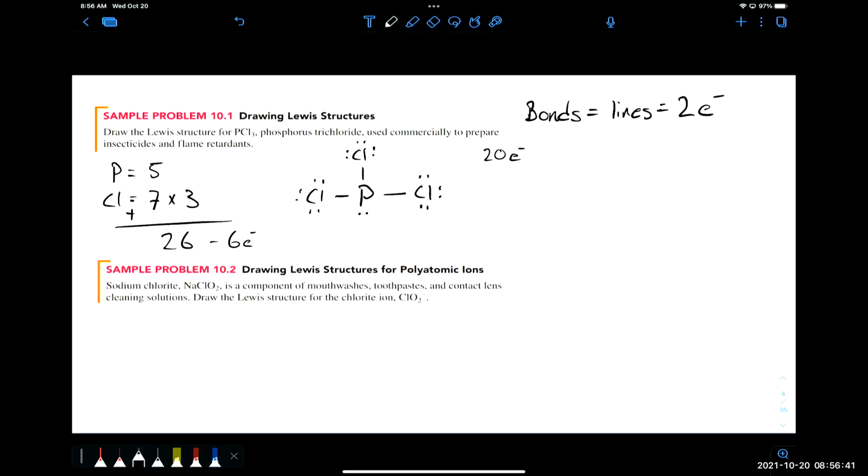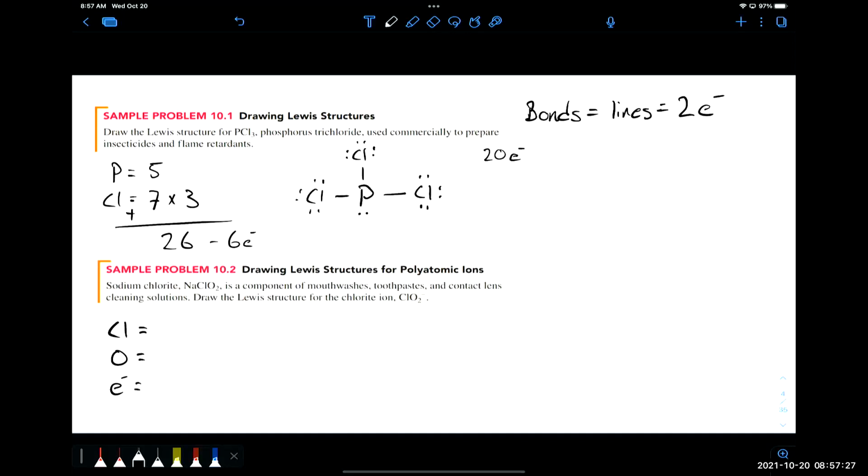Doesn't look like it. Okay, so our next one, sodium chlorite, a component of mouthwashes, toothpastes, and contact lens cleaning solutions. We're going to draw the Lewis structure for the chlorite ion, ClO2 minus. Now, minus is important because it tells us that we have 1 extra electron. So we'll start by writing out all of the atoms that we have. We're going to have chlorine, we're going to have oxygen, and then we're also going to include a section for any charges that we have. So I'm just going to write that as electrons here.